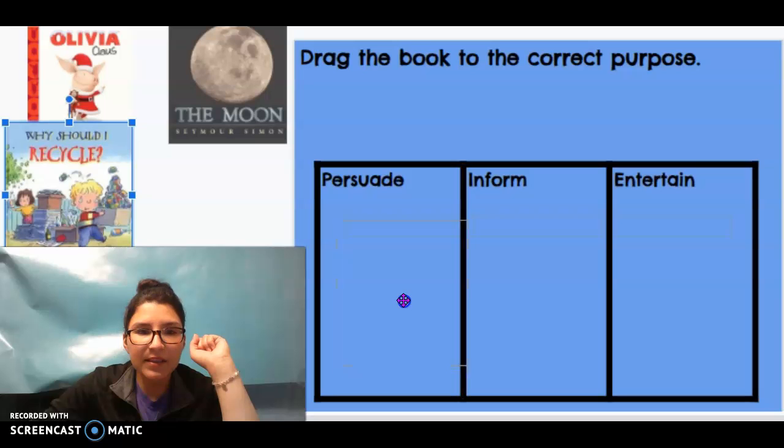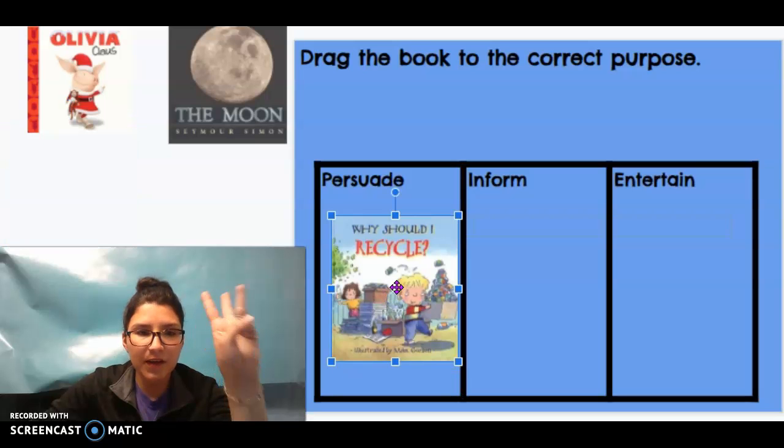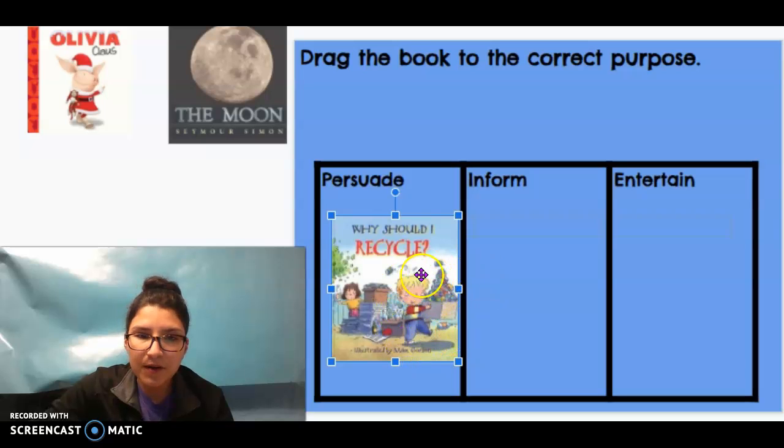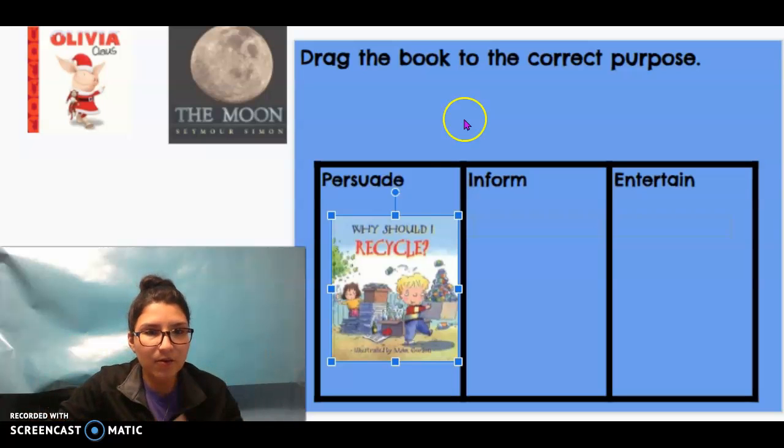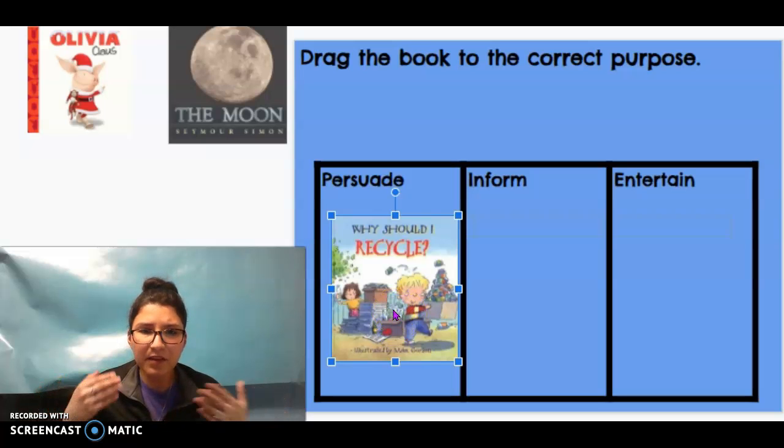Why should I recycle? So if you held up 3, why should I recycle? The author in this book, I know we didn't read this book, but in recycling books, the author usually is trying to get you to feel the way they feel about recycling, right? They're wanting you to also recycle. That's why I read yesterday's book, because the author is trying to convince you to recycle. Okay?